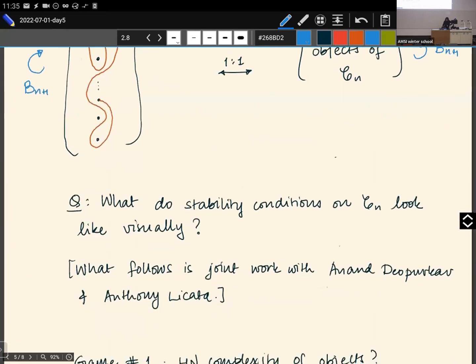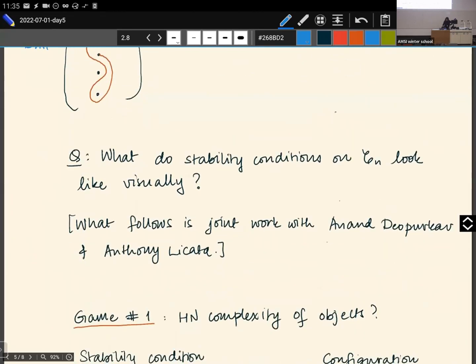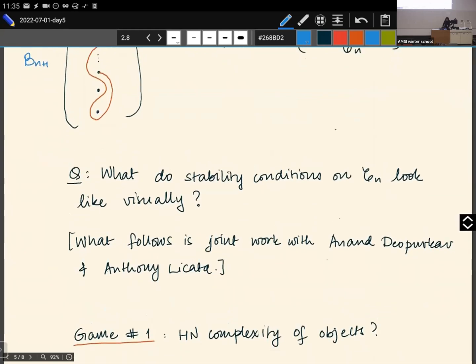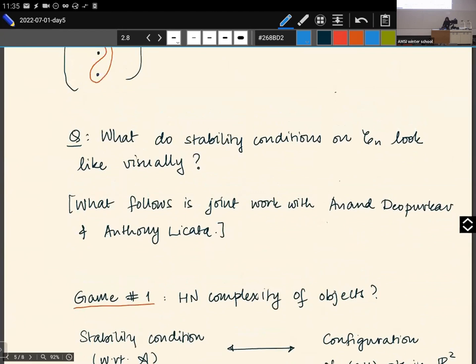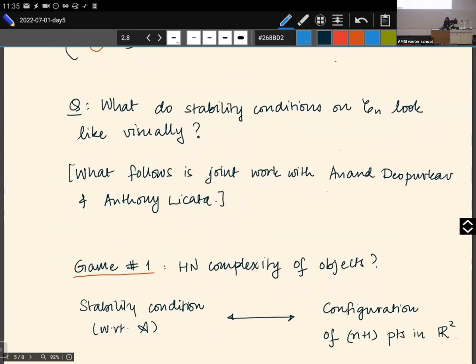So whatever follows is going to be joint work with Anand Devpurkar and Tony Licata. So here's some answers, or at least some of it is work in progress. So it's sort of being explored. So remember, our game number 1 was to measure the Harder-Narasimhan complexity of objects. And to do that, of course, I want to do this visually. So I want to tell you or explore or understand what stability conditions, first of all, look like as points in the plane.